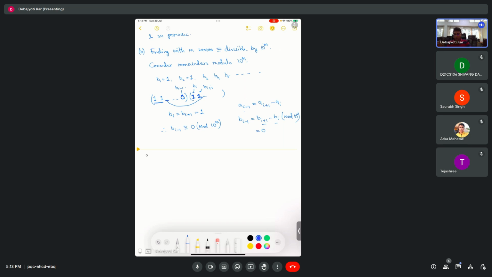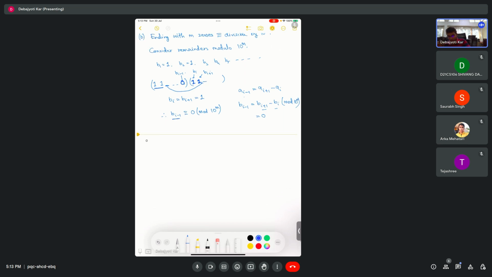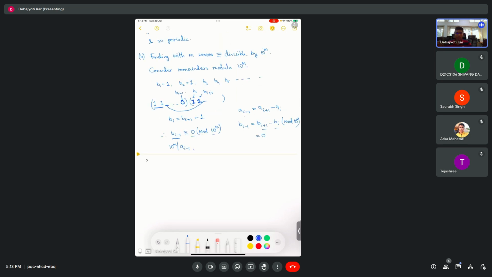But that is all we wanted. So bi minus 1 on division by 10 to the power m leaves remainder 0. What does that mean? bi minus 1 was the remainder when ai minus 1 was divided by 10 to the power m, so 10 to the power m divides ai minus 1, and we are done.